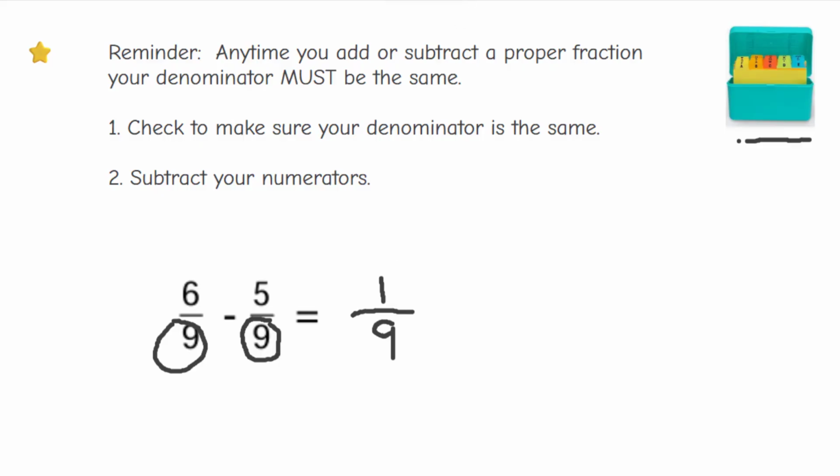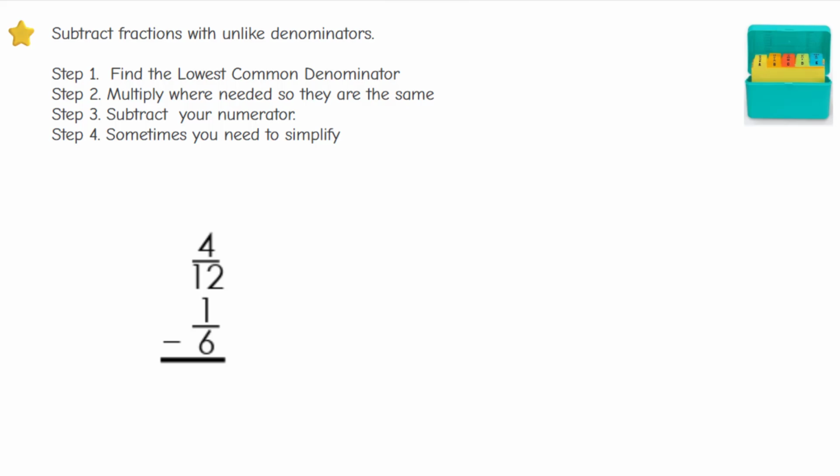Now that was an easy one. They were the same. This is when it gets tricky, when they're different. Then we have to do some thinking, right? We have to find that lowest common denominator. And I went pretty quickly in the beginning. We have a 12 and we have a 6. I like to start with the smaller denominator and write out my multiples: 6, 12, 18.